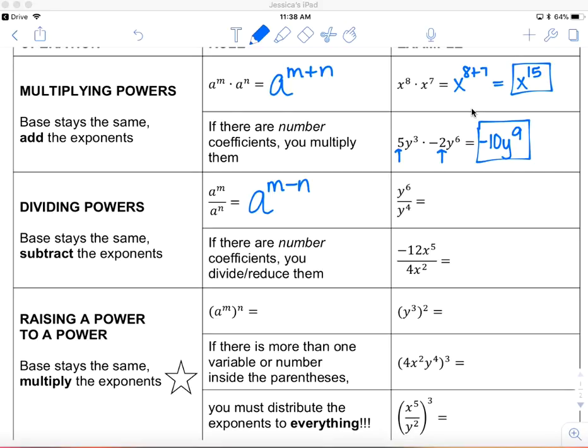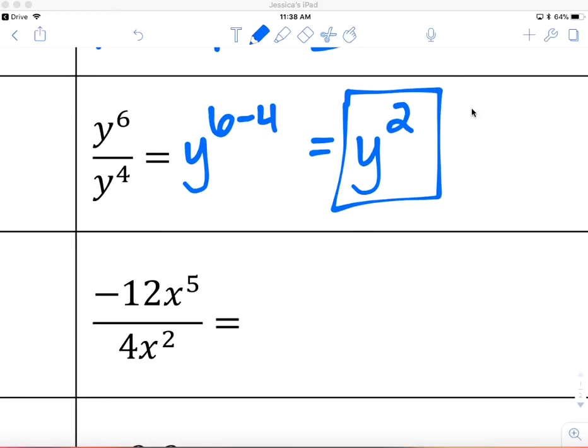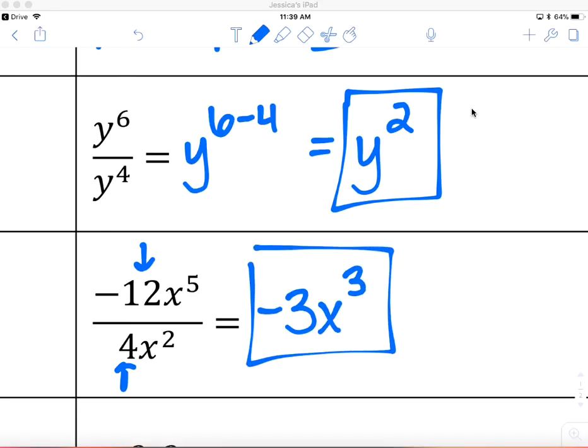So let's look at our two examples here. Y to the 6th divided by y to the 4th is going to be y to the 6 minus 4, which is just y squared. For my second example, I have number coefficients in front of my variable. When that happens, you are going to divide those. So you're dividing the big numbers in front, you are subtracting your exponents. -12 divided by 4 is -3. 5 minus 2 leaves me with x to the 3rd. Be careful on this. You are not subtracting 12 and 4, you are dividing 12 and 4.